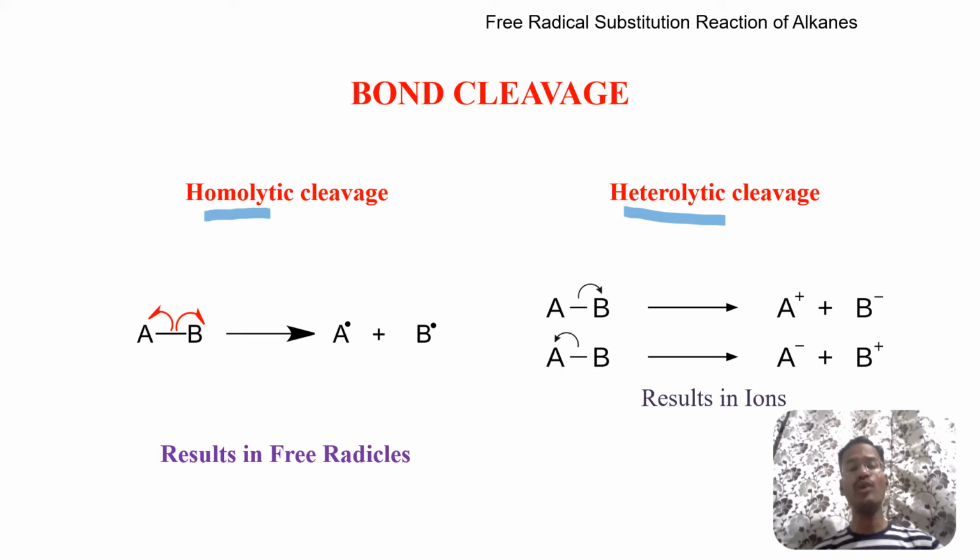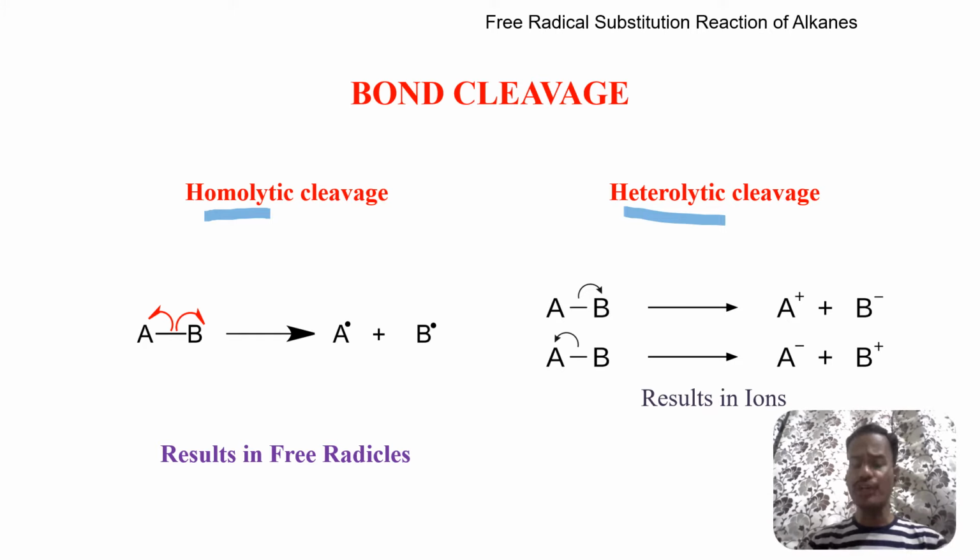Homolytic bond cleavage: homo means equal. There itself you will be able to understand what exactly it is. Homolytic bond cleavage means a bond will be divided into two equal parts. That is called homolytic bond cleavage.